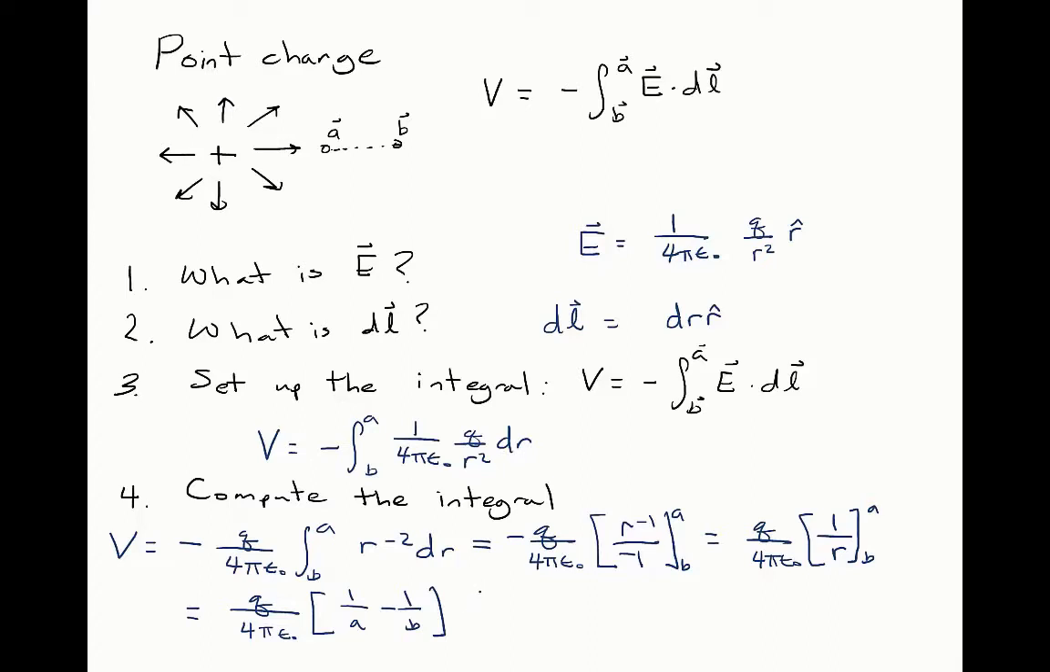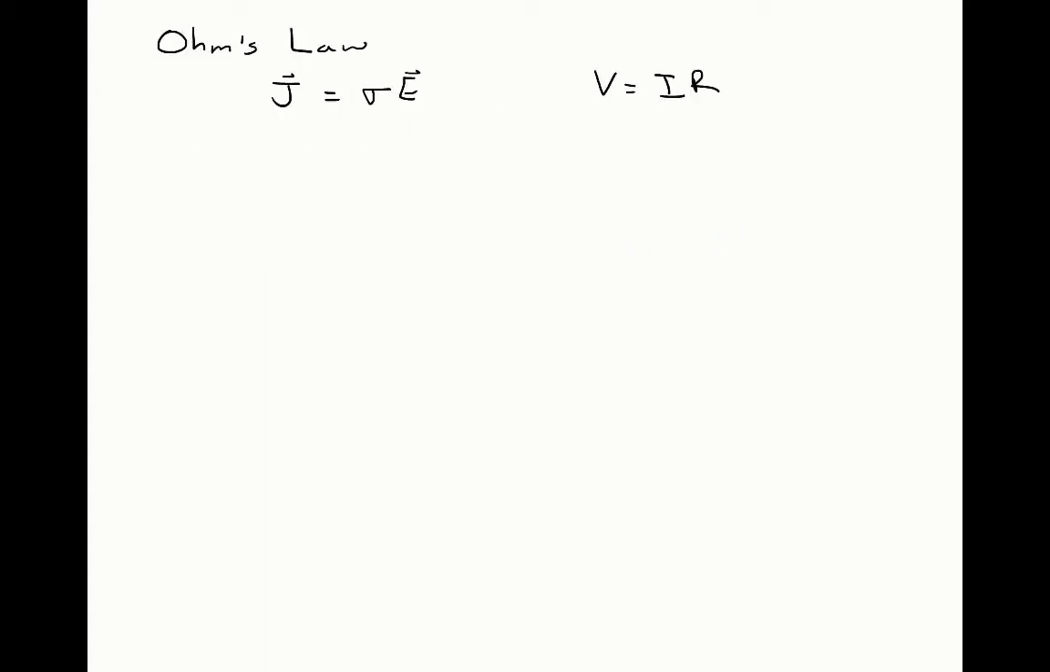Okay, so that's how you calculate potential. Now we can go back to talking about Ohm's law. So how can we understand the connection between J equals sigma E as Ohm's law and V equals IR as Ohm's law? Well, one thing we can do is notice that J is a current density, so let's solve V equals IR for current. Okay, so current equals V over R.